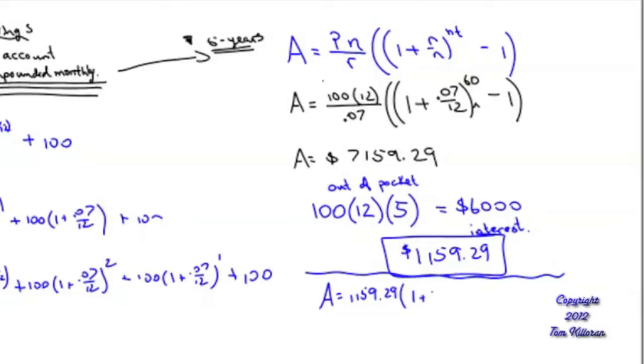1 plus 0.07 divided by 12. It's not in your pocket. This is your total of this. Oh, shoot. Wrong number. $7,159.29 raised to the, let's do it for another 5 years. Let's just let it sit there for another 5 years. So time, raised to 1 plus 0.07 divided by 12, raised to the 60th power.